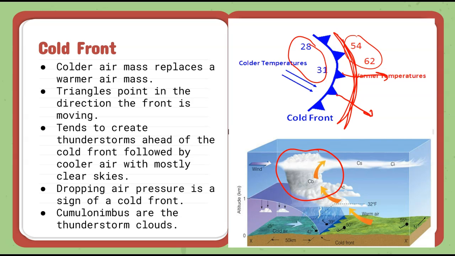When air pressure drops, that is a sign that a cold front is on its way. Remember that warm air is rising right in front of that cold front. So that would be an area of low pressure right along that cold front, bringing on the stormy weather.